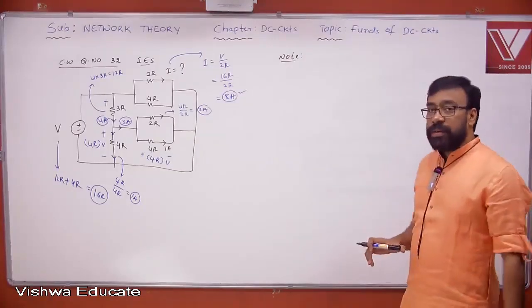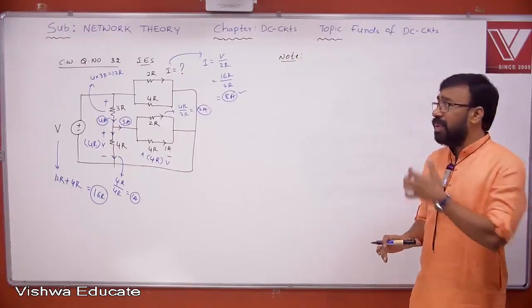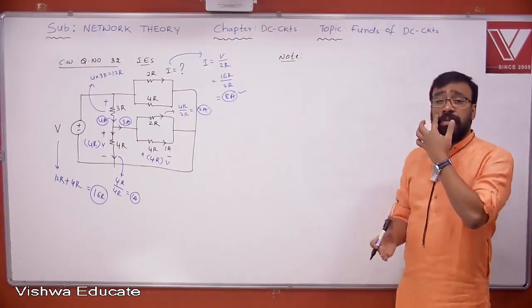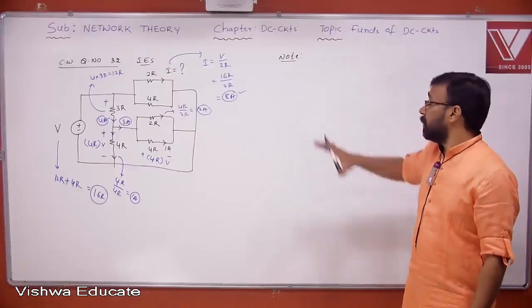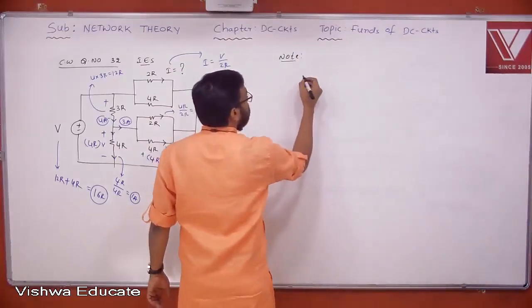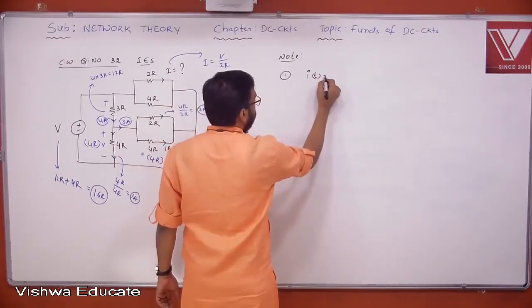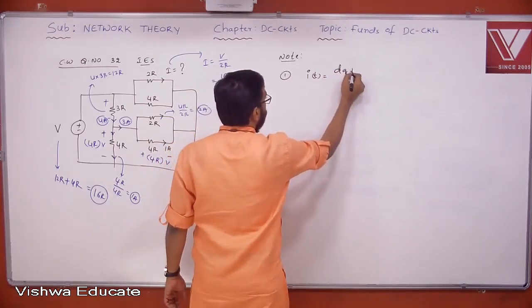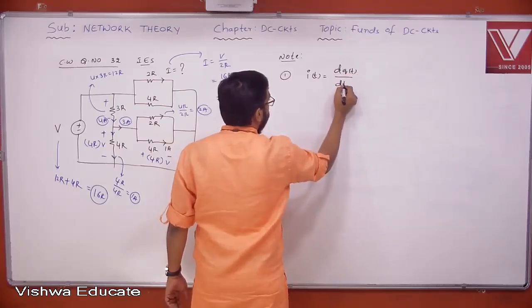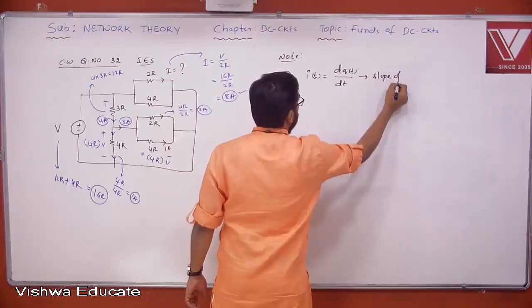Now let us look at certain concepts and fundamentals. Okay, still we are in fundamentals. We have some more problems, we will see that one after, but let us look at some important formulas here. We know how to define the current. Current is nothing but the time rate of change of charge. This is nothing but the slope of q of t.